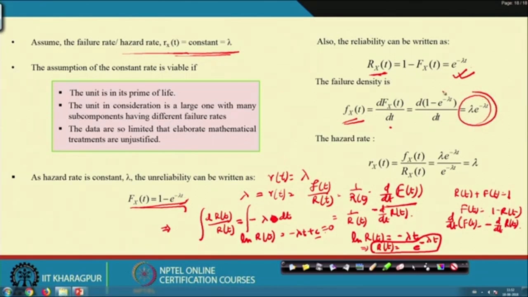So we have now derived the PDF of the exponential distribution, which is ft equal to lambda e to the power minus lambda t, obviously for t greater than or equal to 0, lambda greater than 0. So this is our theoretical exponential distribution.